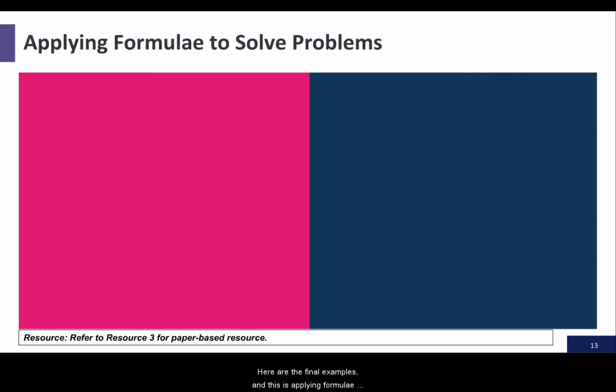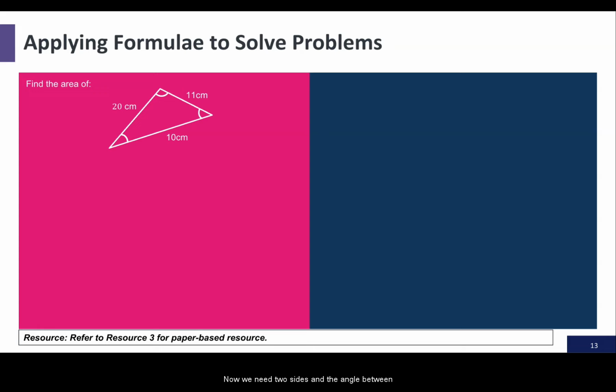Here are the final examples, and this is applying formulae to solve problems. In the following problems we might need to use the sine rule, the cosine rule, and the formula for the area of a triangle to calculate. In this question we're asked to find the area of this triangle here. Now we need two sides and the angle between. First step is to label the sides.